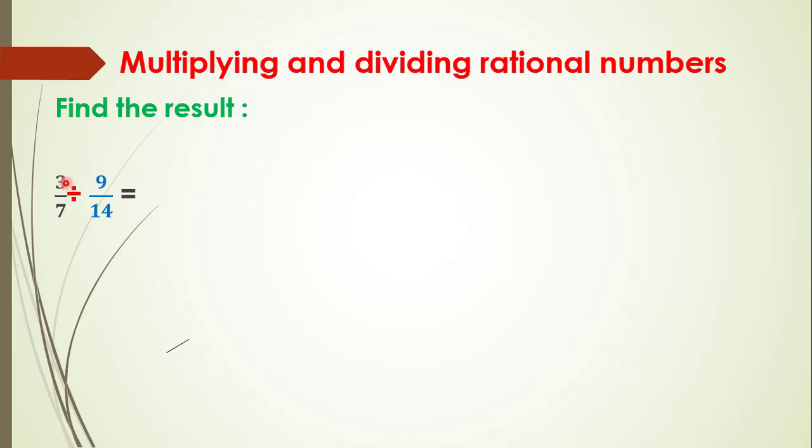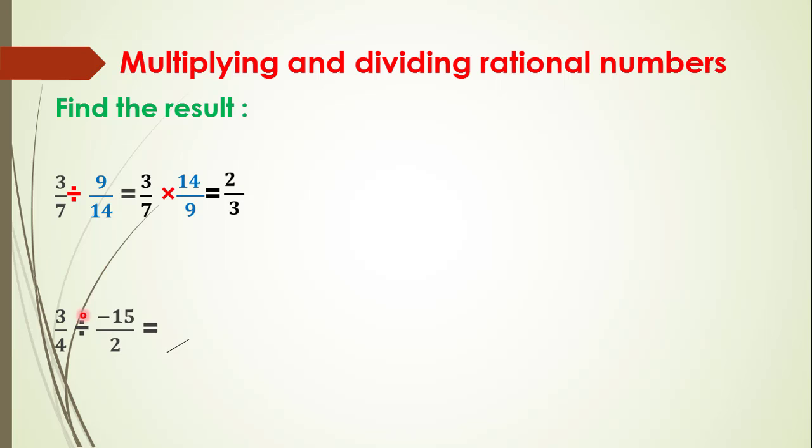Okay, let's start our steps. Write the first as it is, 3 over 7. Then I'll change divide to multiply and change 9 over 14 into 14 over 9. So I have 3 over 7 times, not multiply, take care, times 14 over 9. I can simplify by dividing here by 3 and 9, and dividing by 7 and 14. 3 divided by 3 is 1, so here 1 and here we have 3. Here we have 2 and here we have 1, so the result will be 2 over 3.